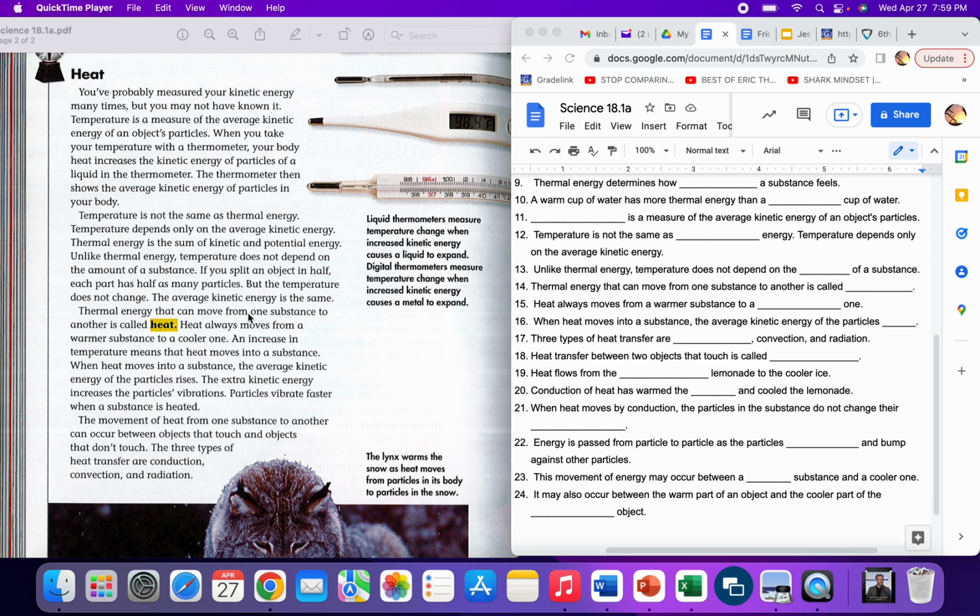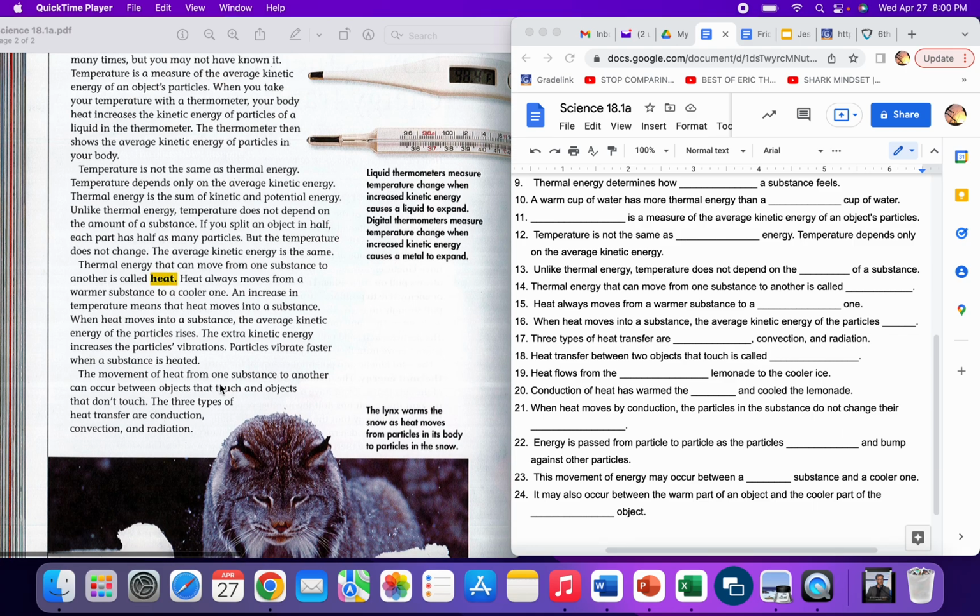Thermal energy can move from one substance to another. That's called heat. Heat is the transfer of this energy. Heat always moves from a warmer substance to a cooler substance. An increase in temperature means that heat moves into a substance. When heat moves into a substance, the average kinetic energy of the particles rises. The extra kinetic energy increases the particle's vibration. Particles vibrate faster and faster when a substance is heated.